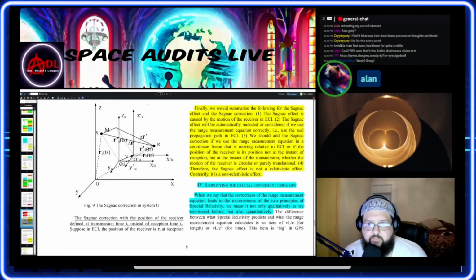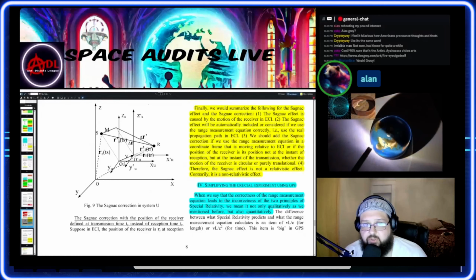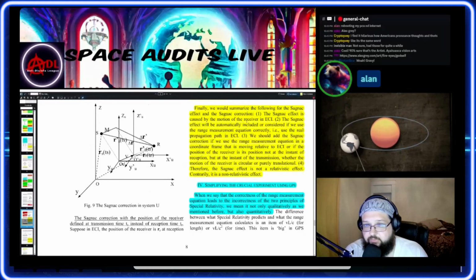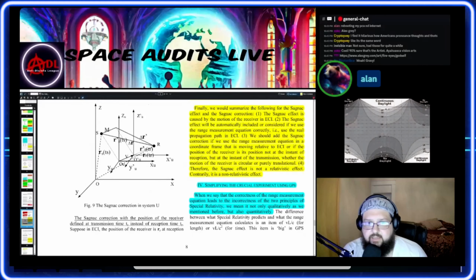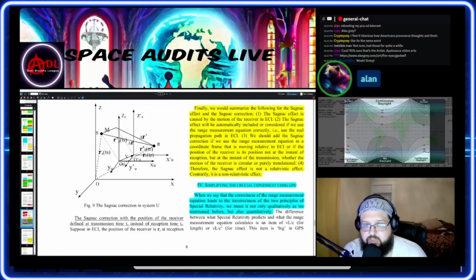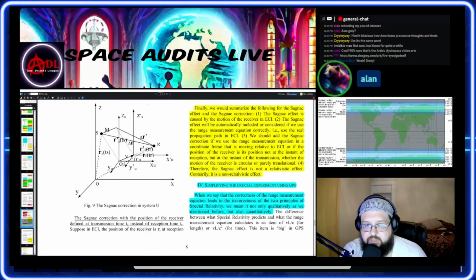Finally, we would summarize the following for the Sagnac effect and the corrections. One, the Sagnac effect is caused by the motion of the receiver in an Earth-centered inertial frame. So remember, if you're stationary on the Earth and the Earth's not moving, and you still need to account for the directional propagation, it's the ether wind, right? So there's that. We should add the Sagnac correction if we use a range measurement equation in a coordinate system from a frame that is moving relative to the ECI, or if the position of the receiver is not at the instance of reception but at the instance of transmission, whether the motion of the receiver is circular or purely translational.